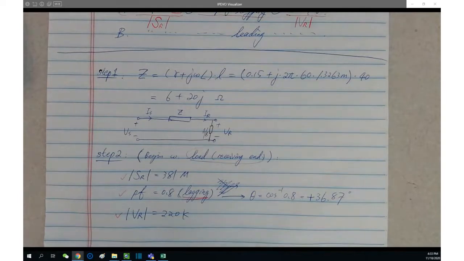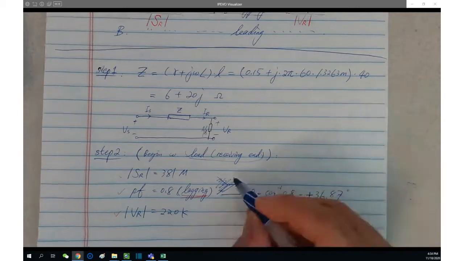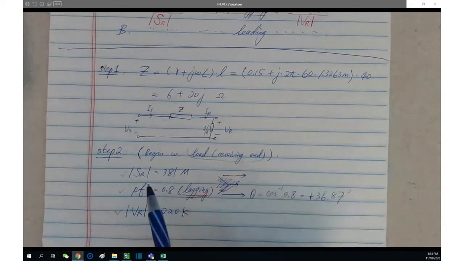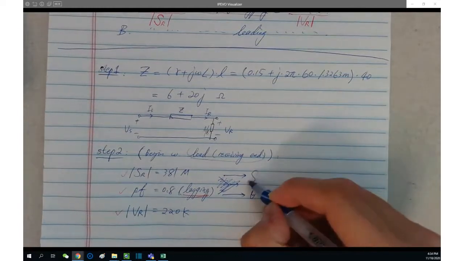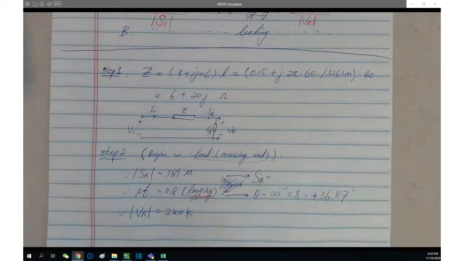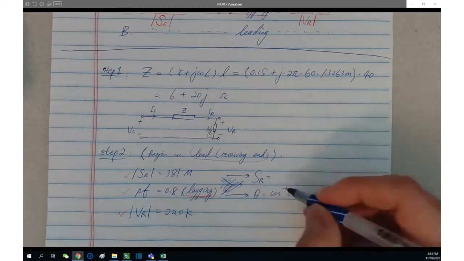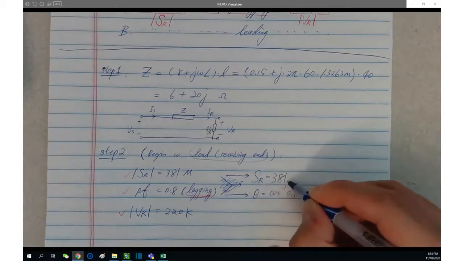But we got this angle. Combining this angle with the apparent power magnitude, what do we get? We get the receiving end three-phase power in phasor form, right? It is nothing but this.